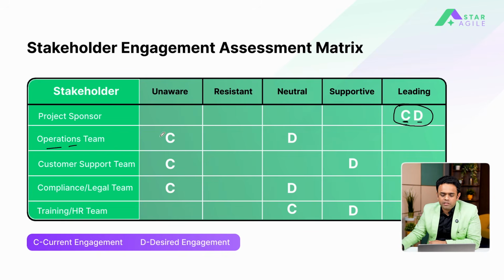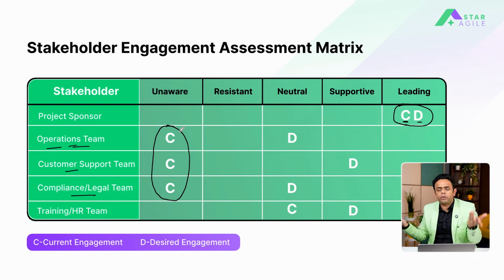Now, operations team. See, I would put this three. Can you have a look at this? The operations team, the customer support team, the compliance or the legal team. Currently, all three of them are not at all aware what is happening. They are in my company only, but they are not much aware about what this project is all about. But one thing I can tell, being unaware is not good.